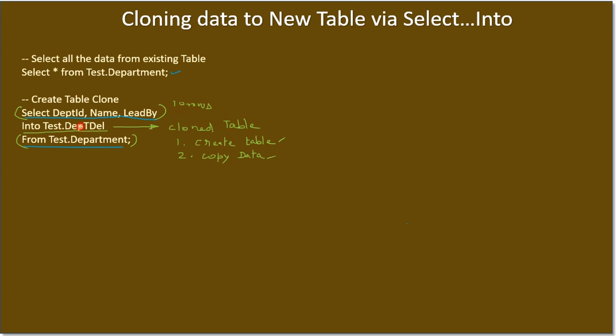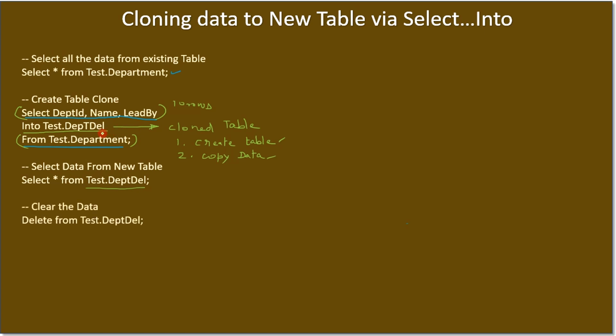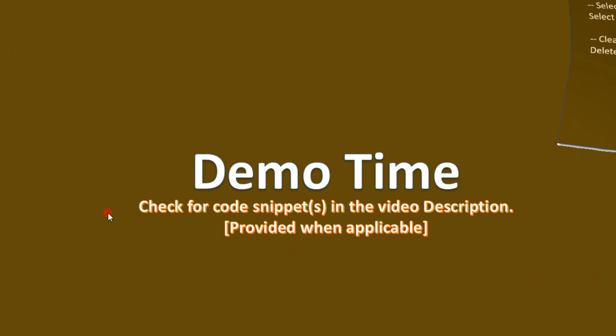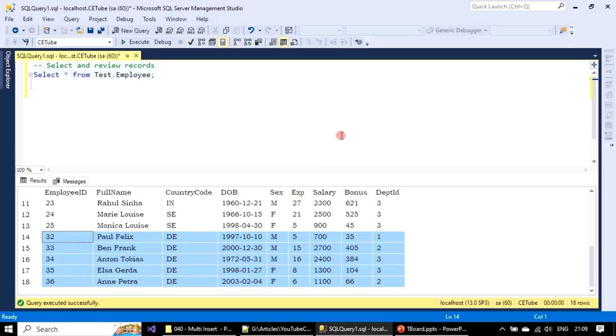So that's all here. Now we can check the content of this department del after creating the clone. Finally, we delete the content of this department del. Now we will go to the demo.